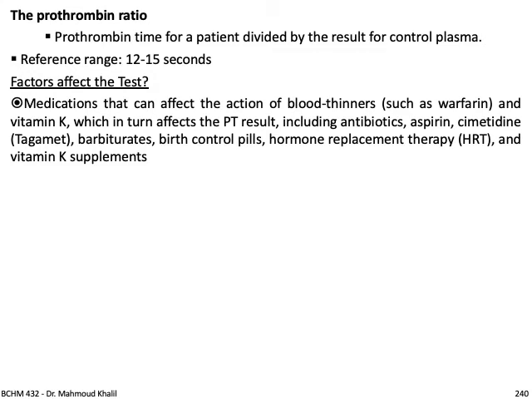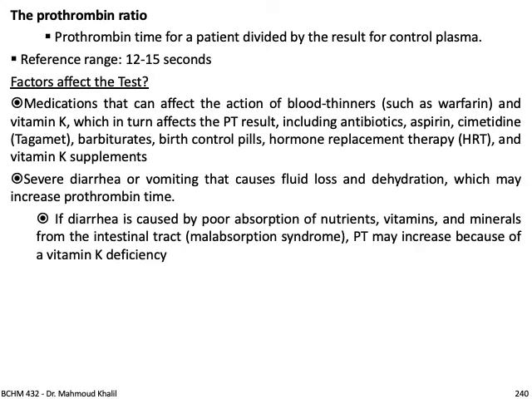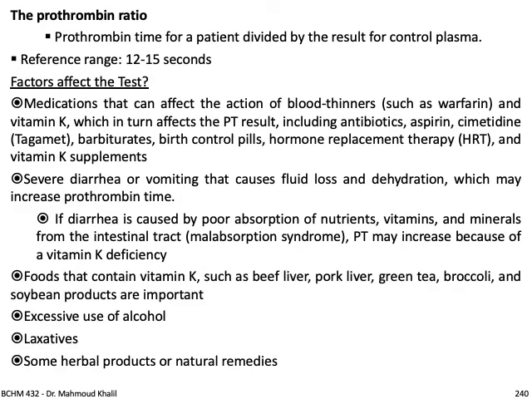What are the factors that affect these tests? Of course, medications that can affect the action of blood thinners, such as warfarin and vitamin K, which in turn affect the PT result, including antibiotics, aspirin, cimetidine, barbiturates, birth control pills, hormone replacement therapy, and vitamin K supplements. Severe diarrhea is a factor that affects the test as well. Vomiting causes fluid loss and dehydration, which may increase the prothrombin time. If diarrhea is caused by poor absorption of nutrients, vitamins, and minerals from the intestinal tract, malabsorption, PT may increase because of vitamin K deficiency.